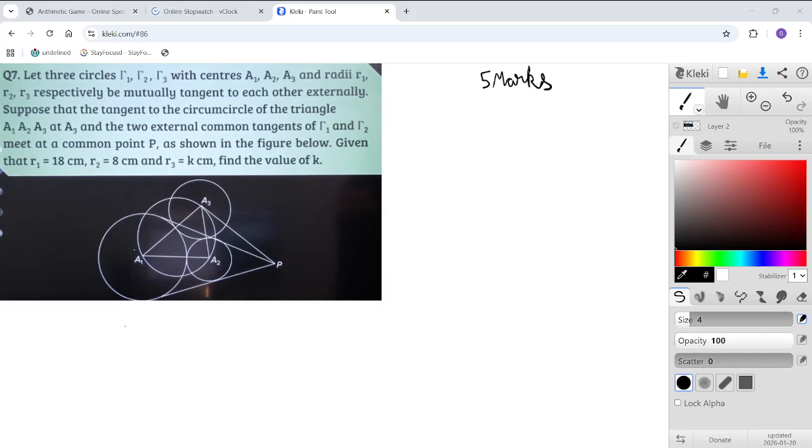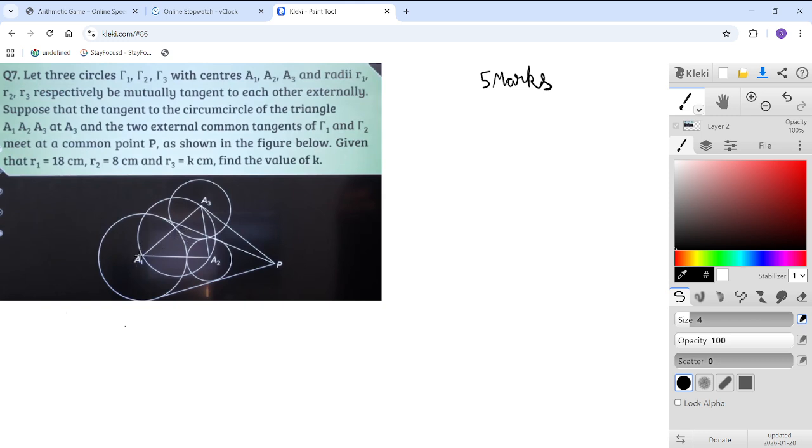So if it has to come in IOQM, it is going to come in 5 marks. Going to its harness, it could even come in RMO. All right, so this is the question: the three circles, and these symbols are not actually useful.